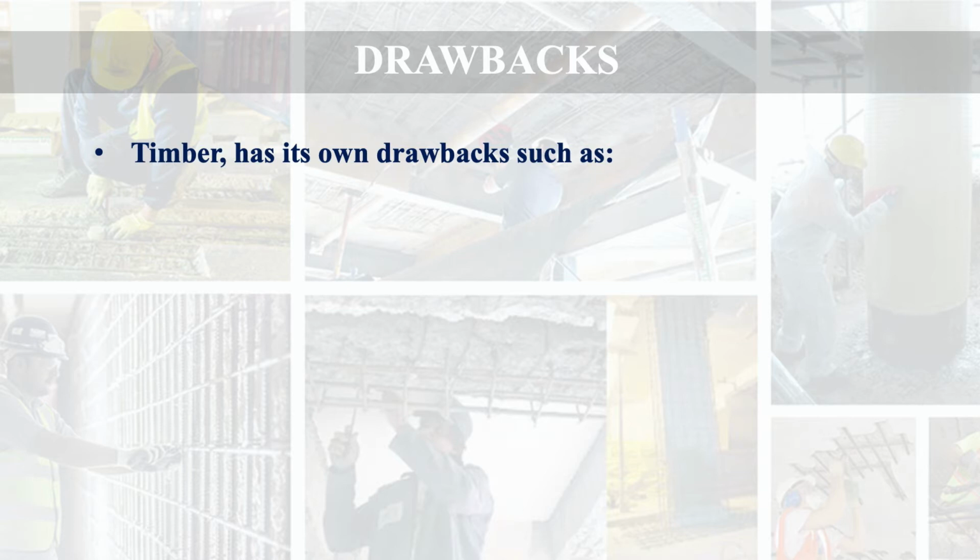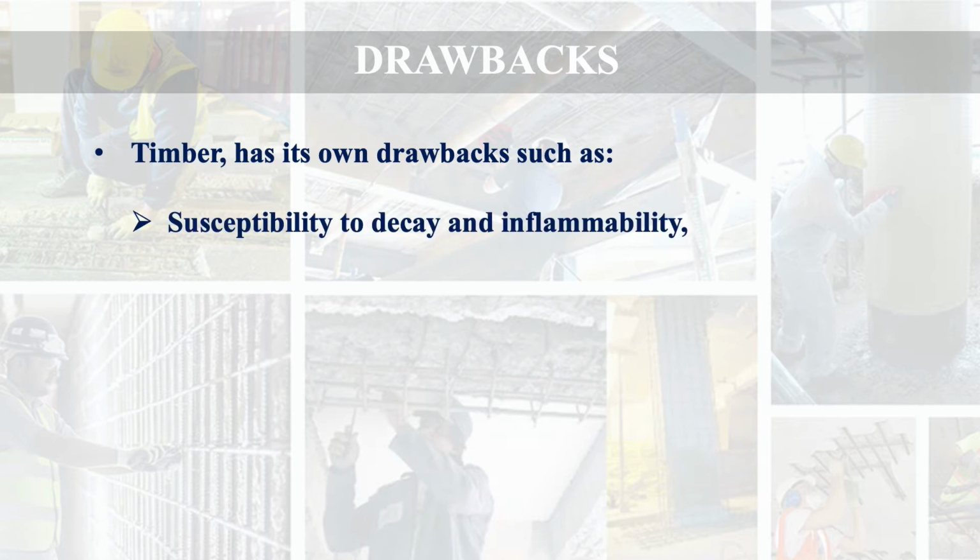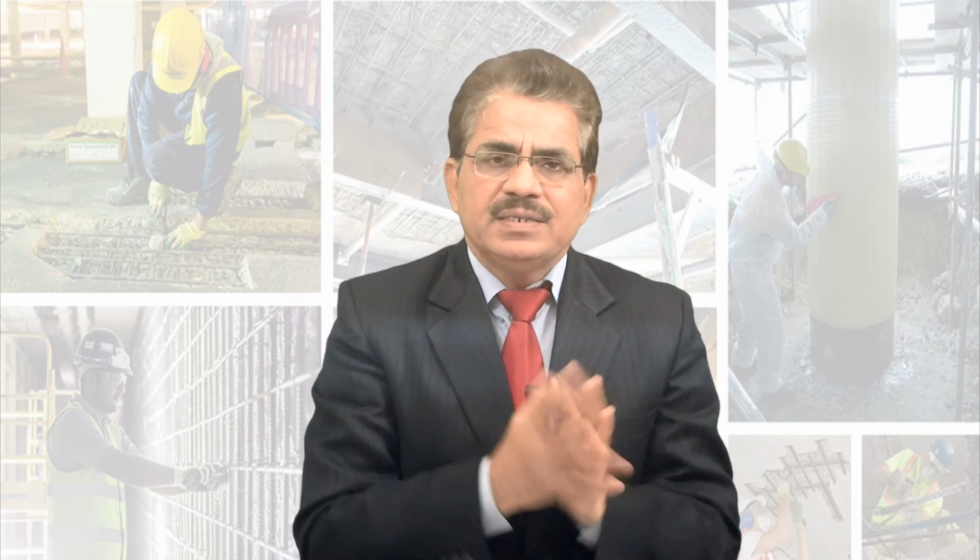There are not only the properties, there are some drawbacks which are associated with timber. Timber has its own drawbacks such as susceptibility to decay and inflammability. That if timber is exposed to environmental agents and biological agents, it is susceptible to decay because of these external agents. Also, it is inflammable, means it can catch fire easily. So this is one of the drawbacks.